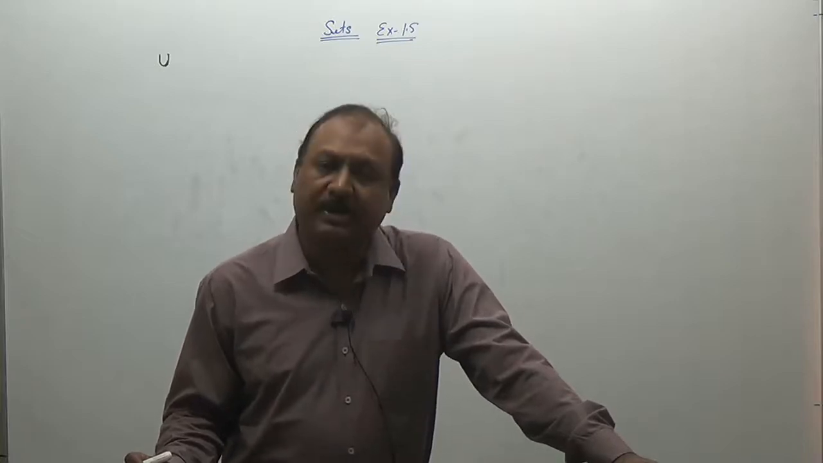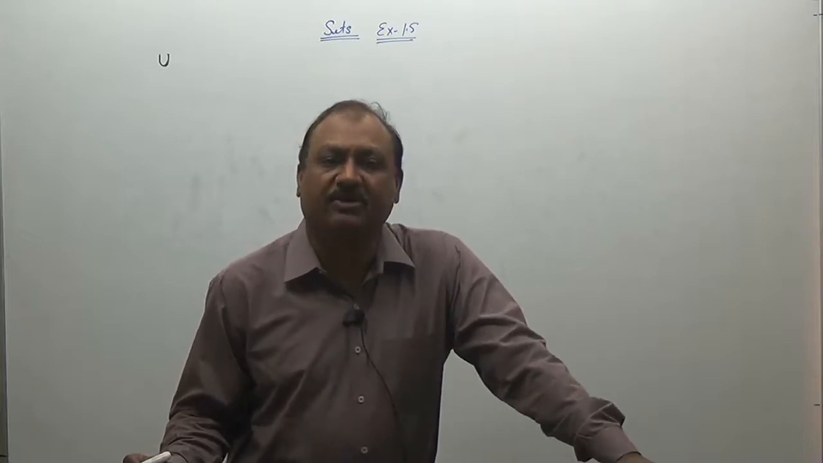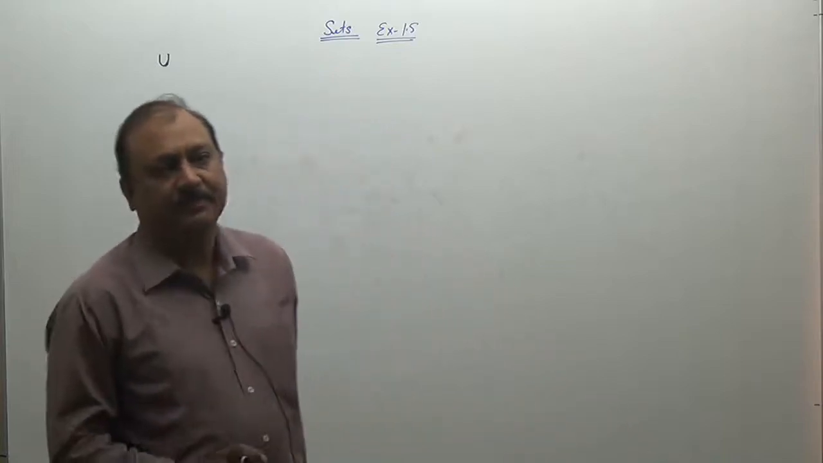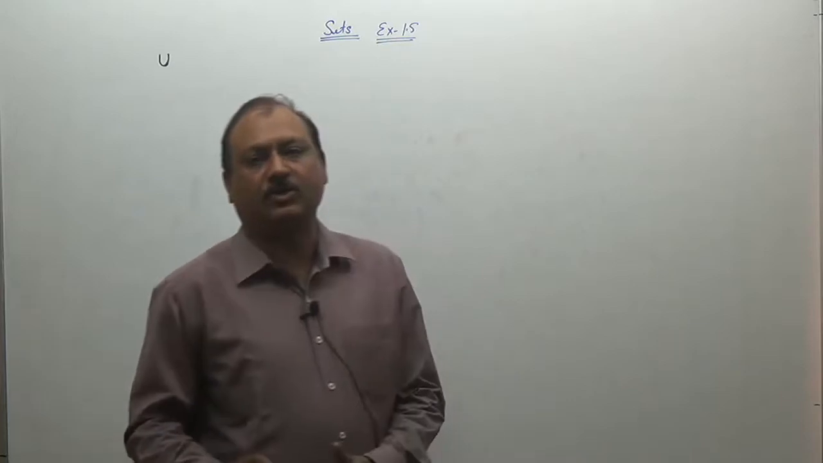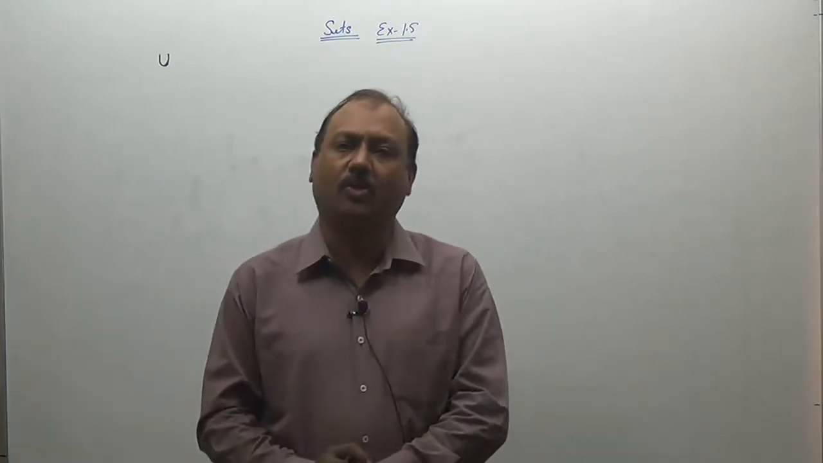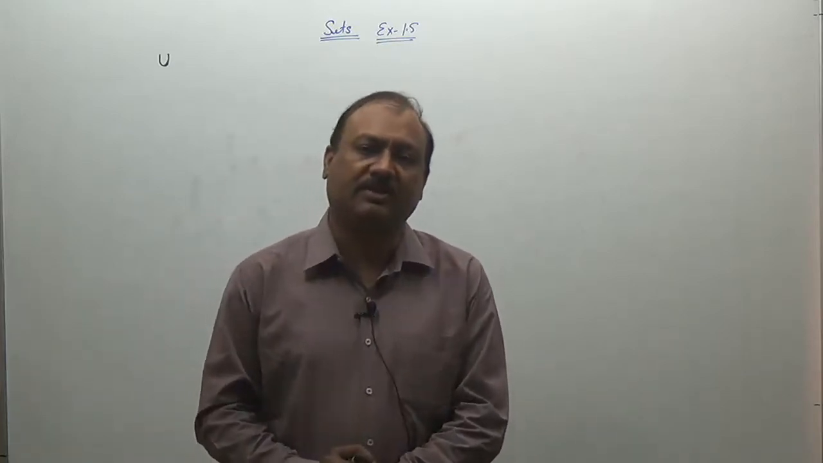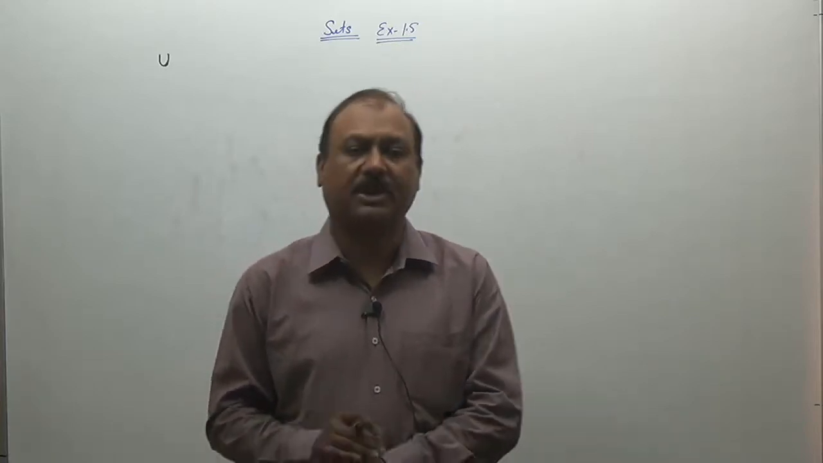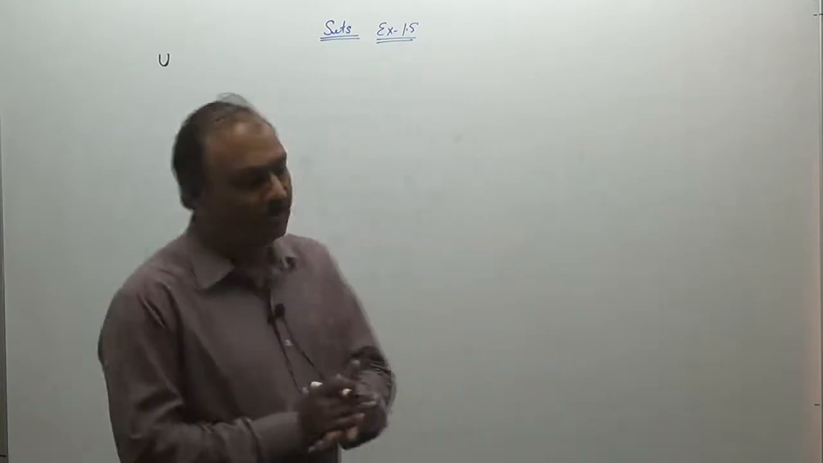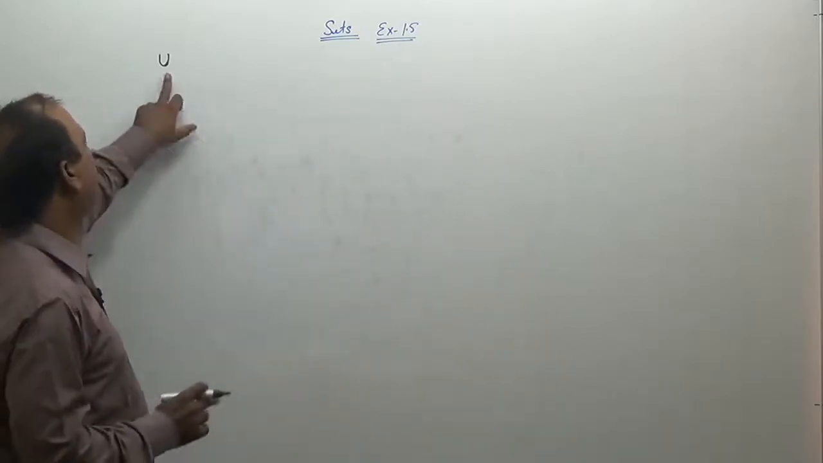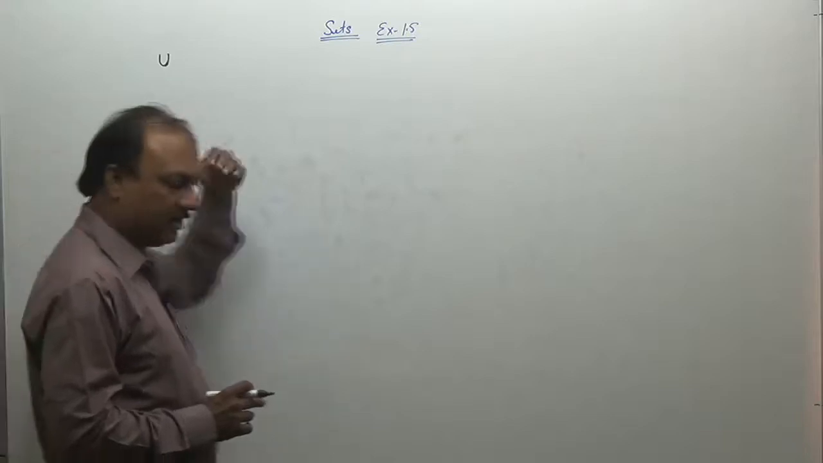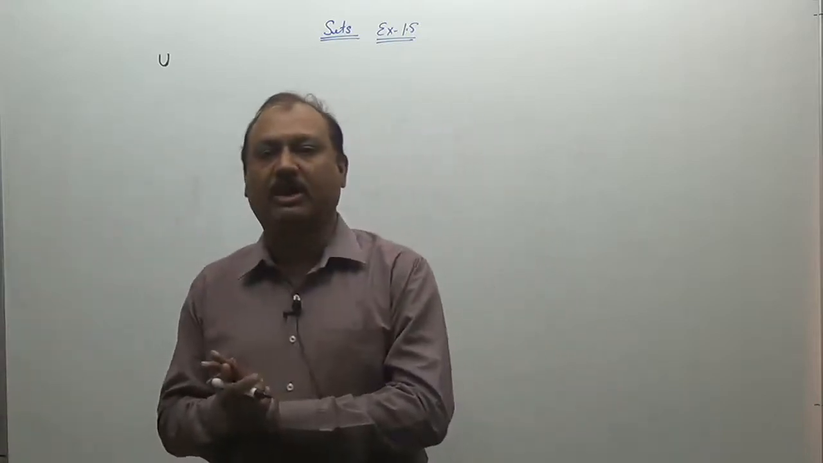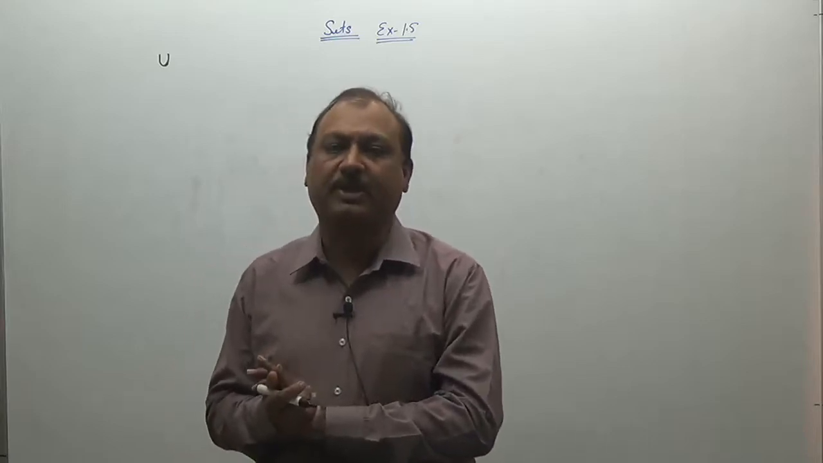Once again I repeat the meaning of the complement of a set. Complement of a set A is also a set which contains all elements of the universal set except the elements of set A itself. So let us suppose U is the universal set. You know about the universal set. A universal set is a set which contains all the elements of a particular criterion.